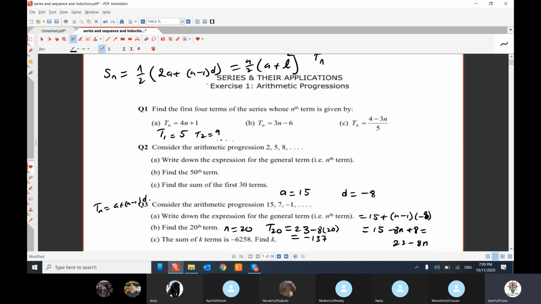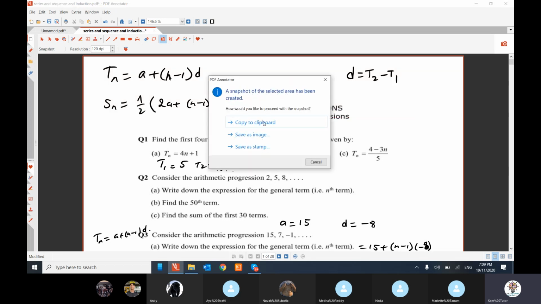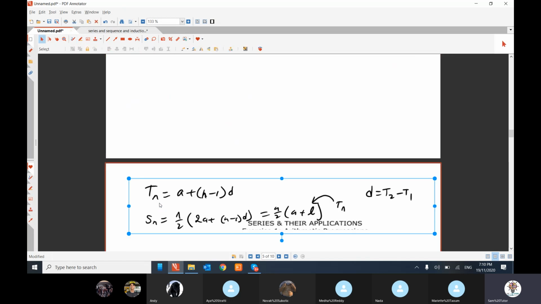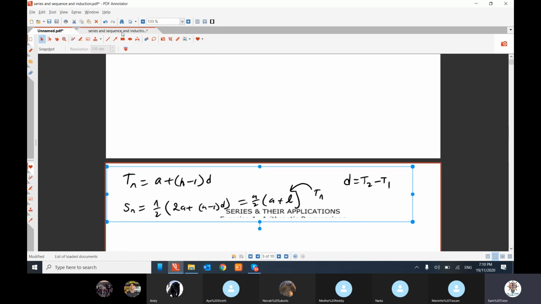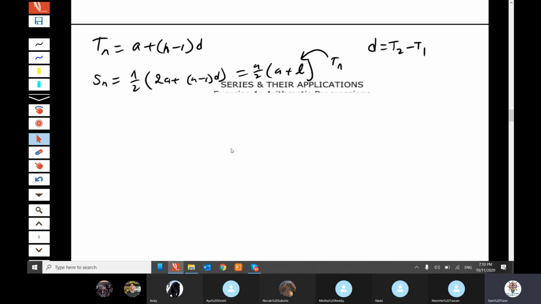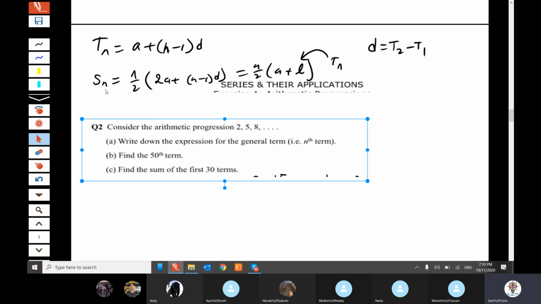All right, question 2. What we might do is just copy this. So we have these as our formulas, and we'll paste it right here. And we'll do question 2. Looking at both formulas, Sn means the sum. So Sn is going to be used when you're trying to sum the number of terms. Tn is for your nth term, when you're trying to find a specific term.